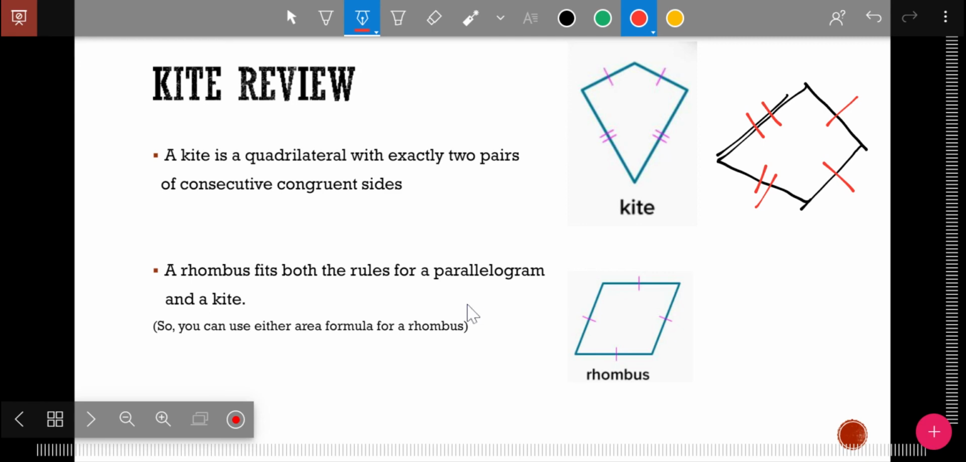Rhombus fits the rules for both parallelogram and a kite. I point that out just because the area equals base times height formula we had earlier works for rhombus, all right? Because the rhombus is a parallelogram. But the one we're going to have coming up here for kite works for a rhombus. So rhombus can kind of fit into either category, and I'll try to be sneaky with it and give you different pieces of information. So just know that a rhombus can use either formula for a parallelogram or a kite.